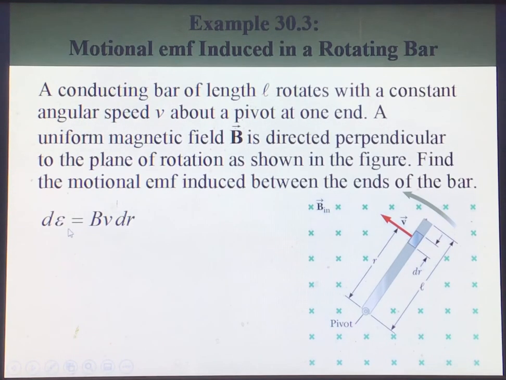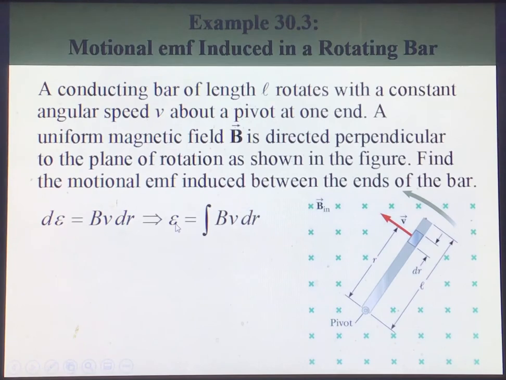Based on the equation that we've already derived before, I can say that the EMF that is induced, using calculus, I can use a small length, call it dr. So the EMF induced by this element dr is just given by B V times dr. Now I can calculate the total EMF by doing an integral over dr to get my total EMF.